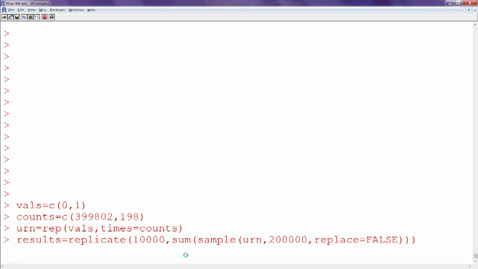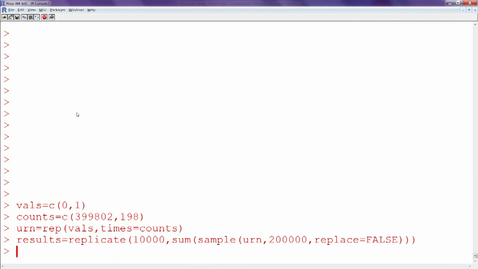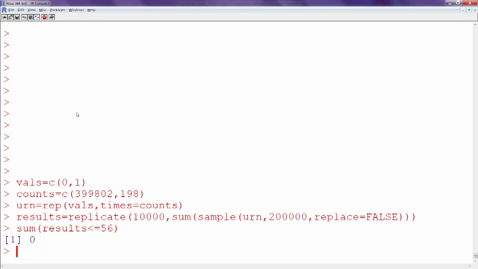This replication, the simulation, is actually going to take a while, and we're going to fast forward here. Out of these 10,000 experiments, now we can see in how many of them we got 56 or fewer sick children. Notice that none of them happened, so this is an extremely rare event. Therefore, it's very unlikely that this is by chance.